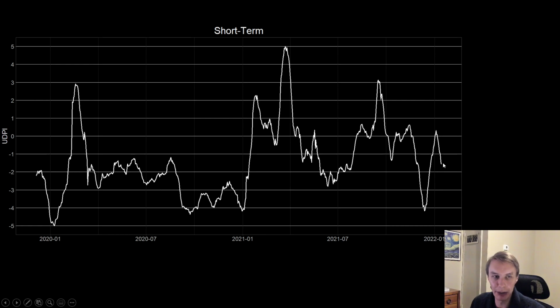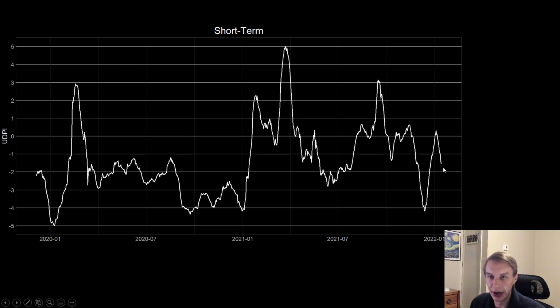And now we're dropping back down to between -1 and -2. So again, further downside is totally plausible from the UDPI's perspective here. It would not be shocking to see further correction. It would also not be surprising, though, to see upside movement in the short term either.